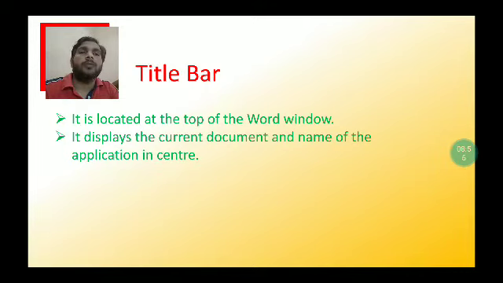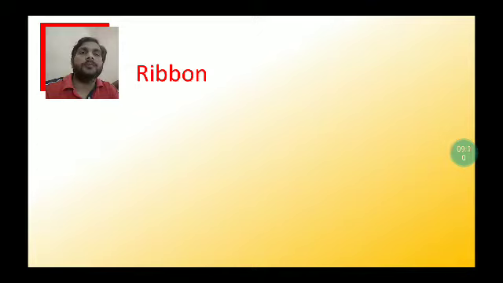So the title bar is located at the top of the Word window and it displays the document name and the application. It is displayed in the center of the title bar. Next is the ribbon. So what is the ribbon?